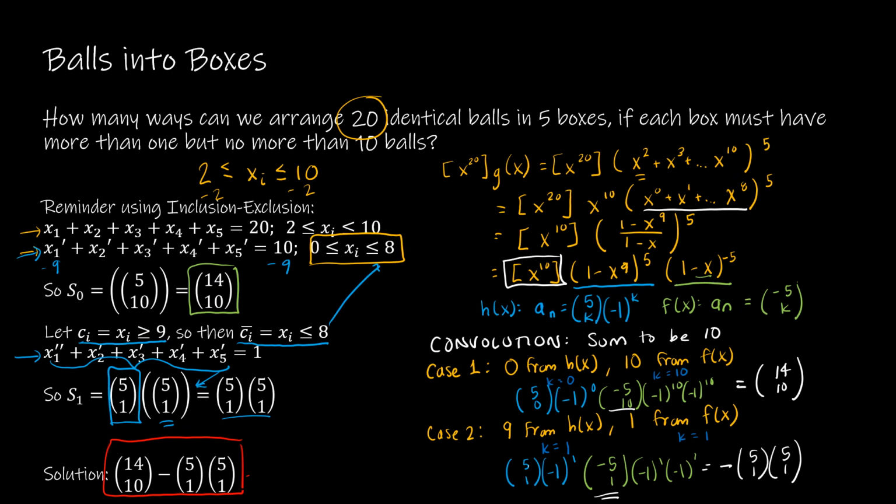So what's our solution? Our solution is adding all of this together. And guess what that gives us? 14 choose 10 minus 5 choose 1, 5 choose 1.